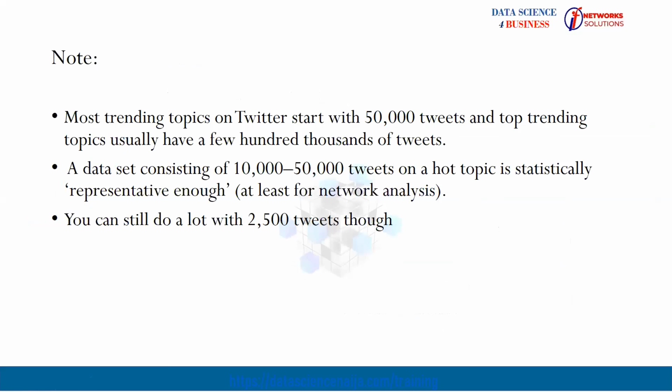Maybe I should just say something here. If you want to do research, usually for us in academia who want to do a lot of research using social media data, the data corpus that you are going to use, to get very valuable insights, has to be between 10,000 to 50,000. But you can still do a lot with the 2,500 that Netlytics is offering you. Most trending topics on Twitter start from 50,000 tweets. That's when you can start making some conclusions based on the data that you retrieve.